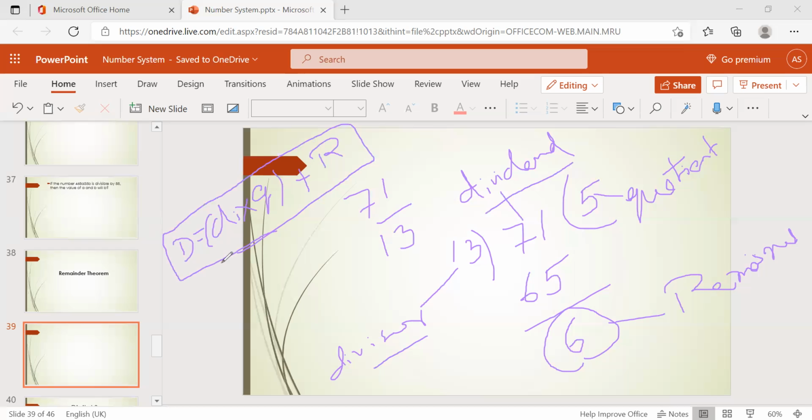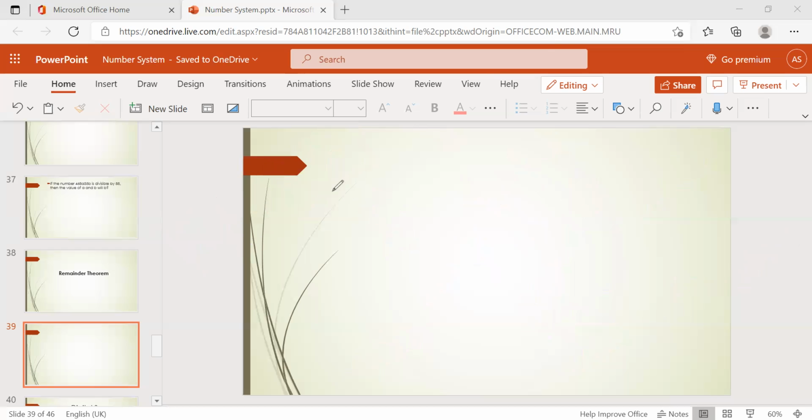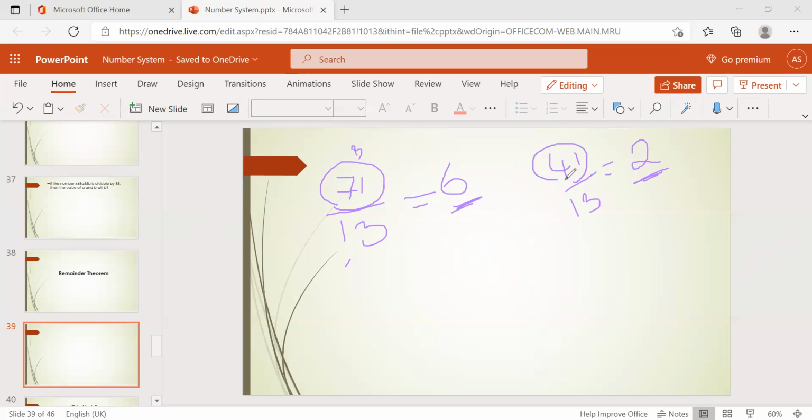First of all, we'll see some examples. I gave 71 by 13. What's the remainder? Just now we found it, that is 6. One more: 41 by 13. What's the remainder? 13 threes are 39, so it is nothing but 2. 2 is the remainder here, and 6 is the remainder there. Here 71 is a bigger number compared to 13 and I'm getting remainder 6. And 41 is also greater than 13, and I'm getting 2 as the remainder.